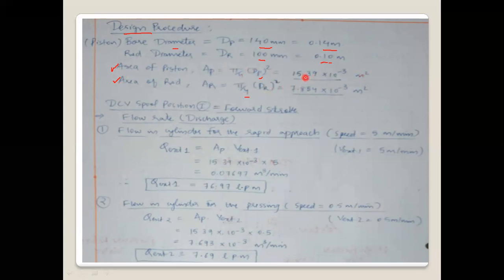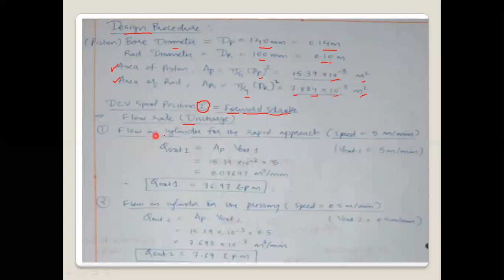So finally, I will get this answer for area of piston, that is 15.39 into 10 raised to minus 3 meter square. And for the rod, I will get 7.854 into 10 raised to minus 3 meter square. So then what we will see for the DC spool position 1. DC spool position 1 means what? It is the extension stroke, that is nothing but the forward stroke. Okay, forward stroke. So for the forward stroke, first I will find the flow rate, that is discharge.